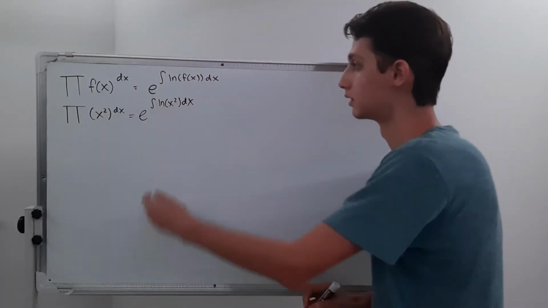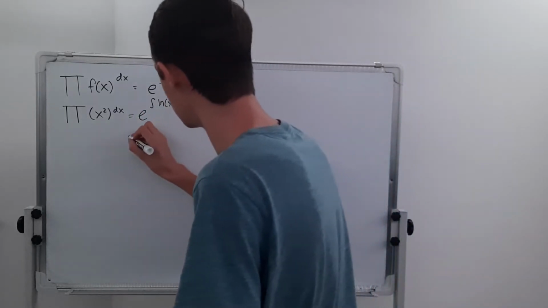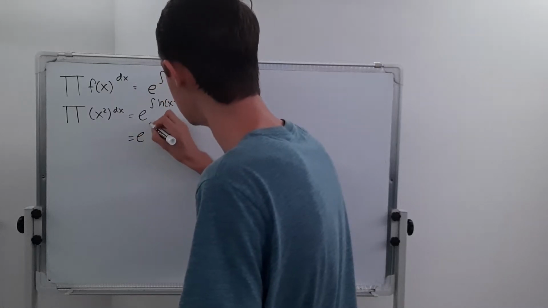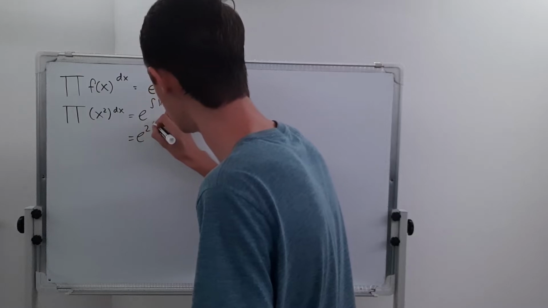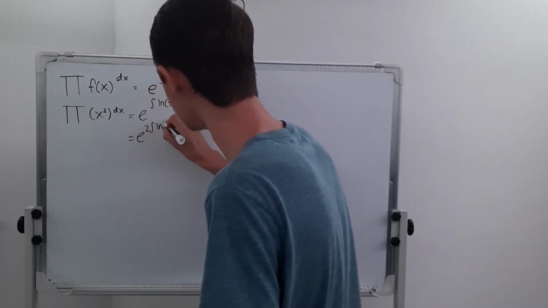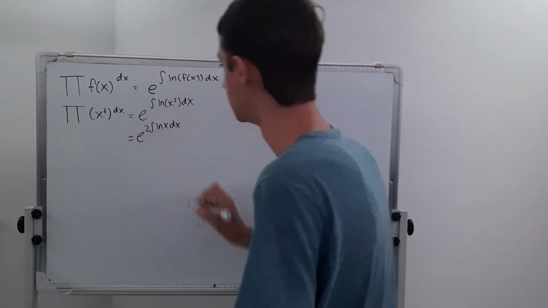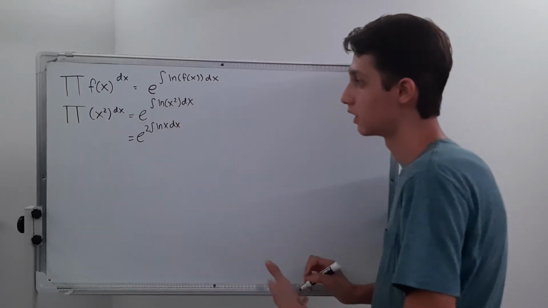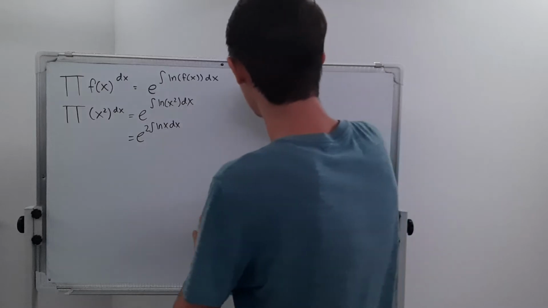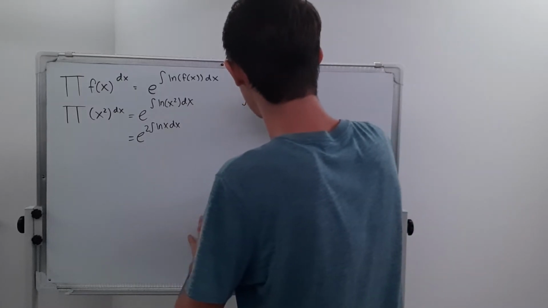Alright? And so we can actually just make this equal to e to the 2. We can move the 2 to the front, and actually we can move it all the way out, times the integral of ln x dx. And we just need to know what the integral of ln x is. So I've made a video on this, but let me just do it really quickly. So, the integral of ln x dx.